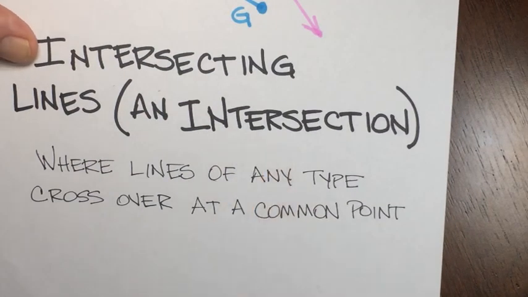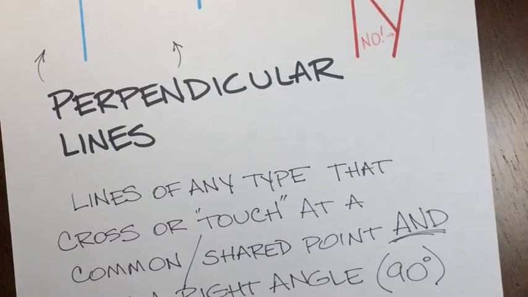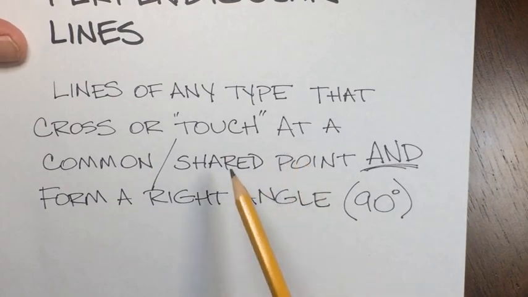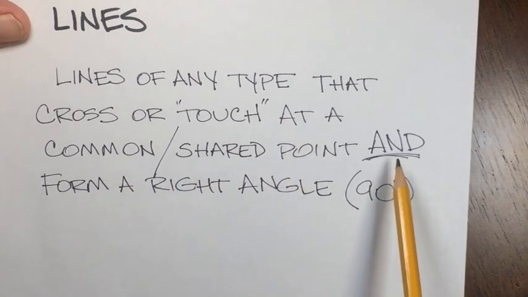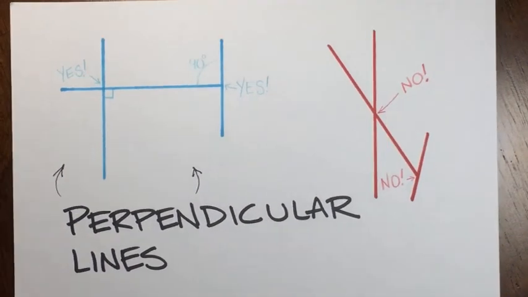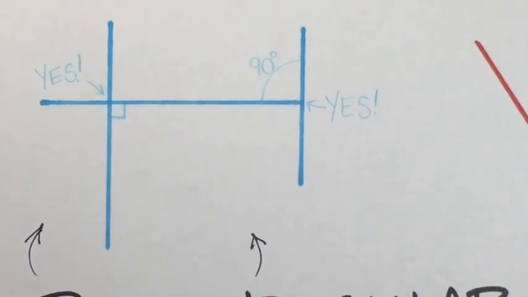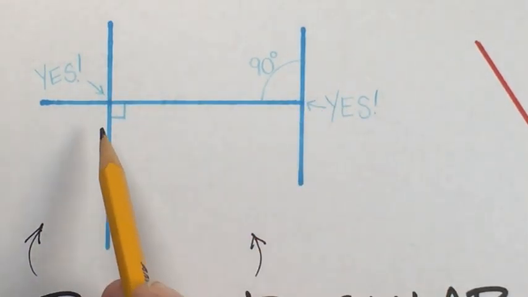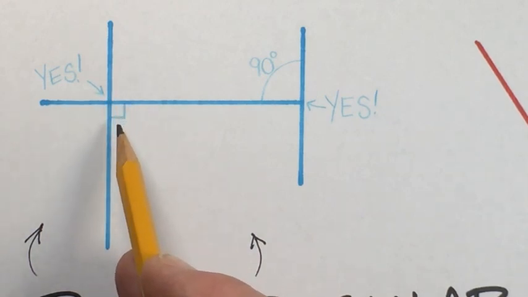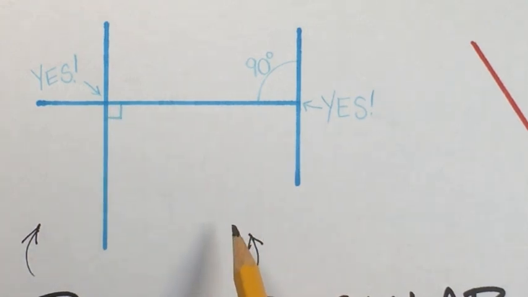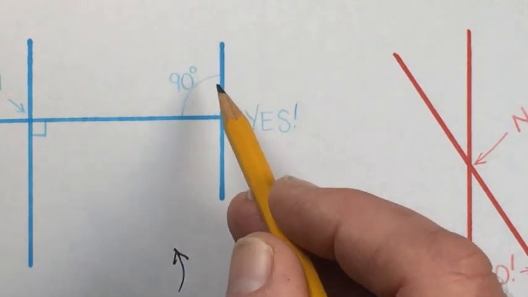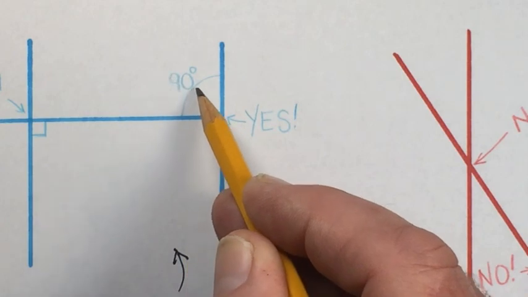So intersecting lines cross each other, and then perpendicular lines are a special kind of intersection. They're lines that will cross each other or touch at a common or shared point, and they will form a right angle or 90 degrees. So let me show you that. Perpendicular lines do cross each other like this, and when they cross each other, they form a right angle. This right angle will be shown with a little box in the corner. So here, this is also perpendicular because they're meeting each other, they're touching, and they form this 90 degree angle.